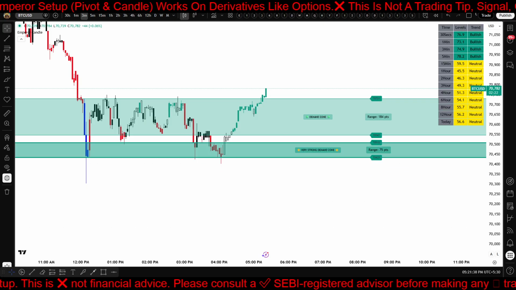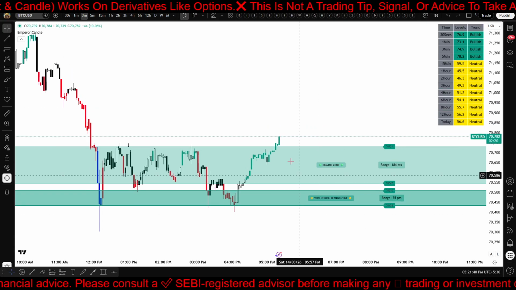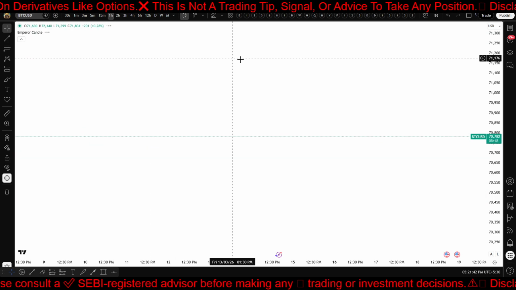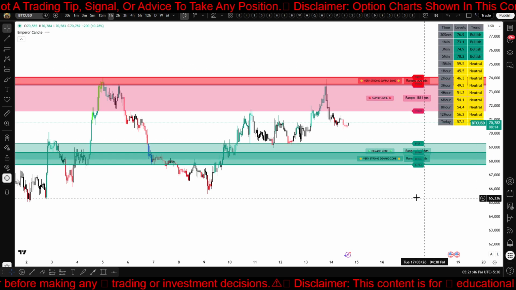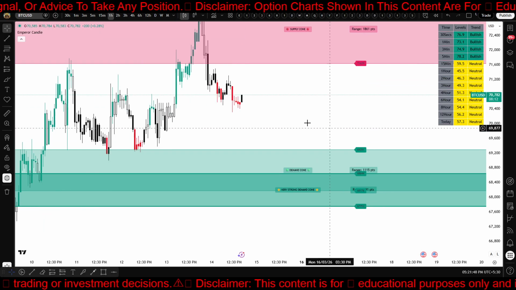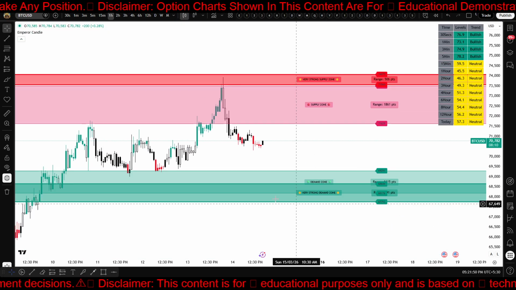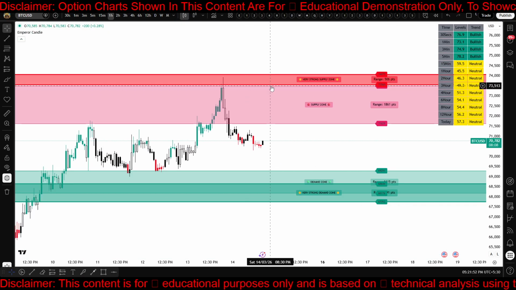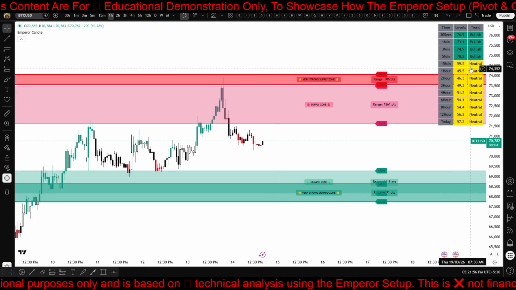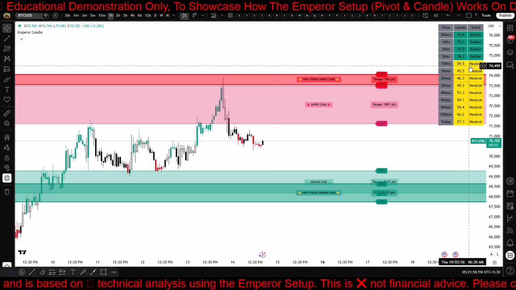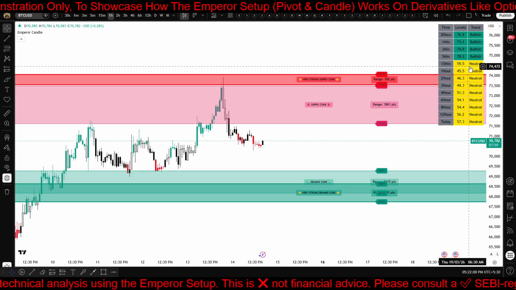Second, find higher time frame zones. Shift to the 1 hour chart with the Emperor Candle system and find the 1 hour setup zones. As you can see, below there is a very strong demand zone and here is a strong supply zone. And most of the time frames are overall neutral.